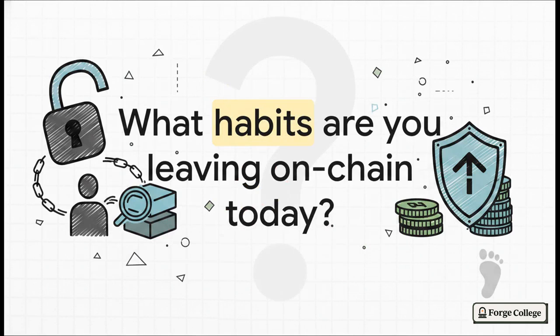Which leaves us with this final, crucial thought. If privacy truly is an incremental game of inches, what habits are you leaving on-chain today? Are your current wallet practices giving the snoopers exactly what they want? Or are you utilizing protocol upgrades like Taproot to actually protect your financial footprint?